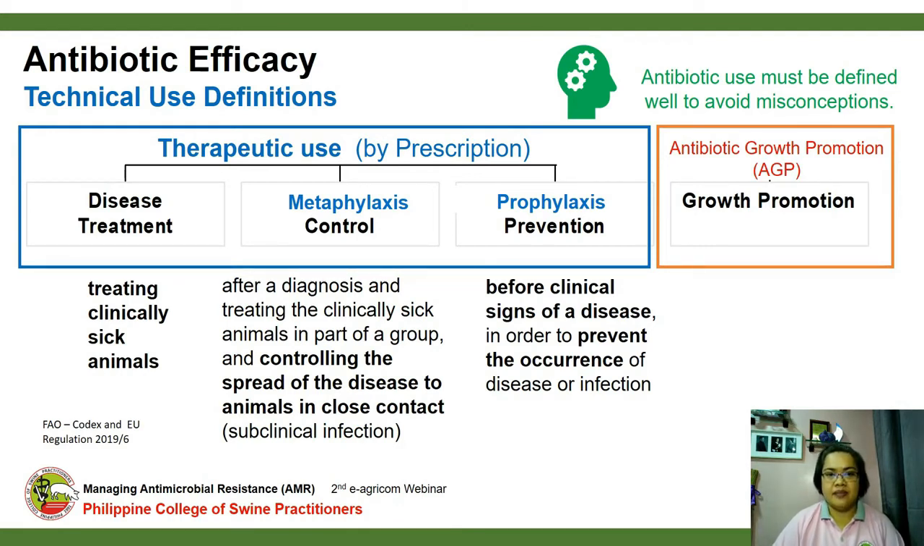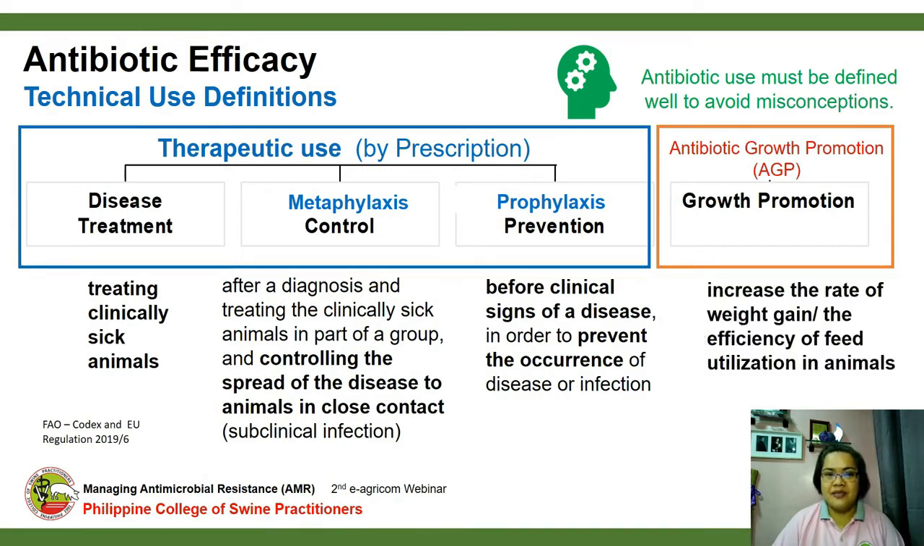Then, there is the use of antibiotics for growth promotion, or AGP, which is to increase the rate of weight gain and/or the efficacy of feed utilization in animals by other than purely nutritional means. In this case, the use of antibiotics at subtherapeutic doses. This is now frowned upon, especially for medically important antibiotics. However, there is no clear guideline on animal use only antibiotics, which is actually not under scrutiny for AMR issues.